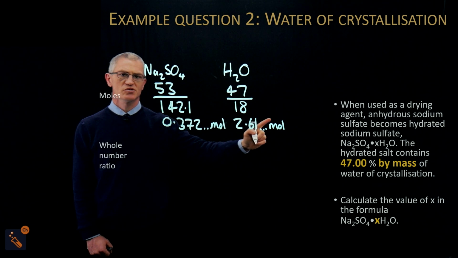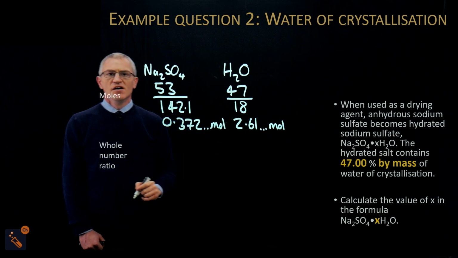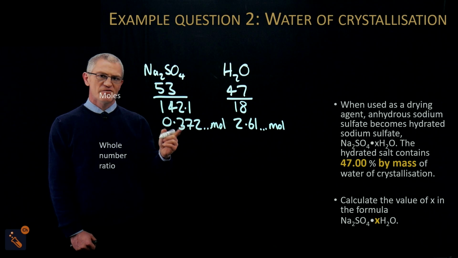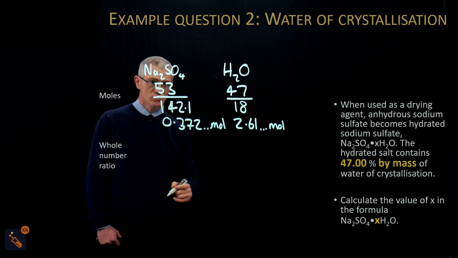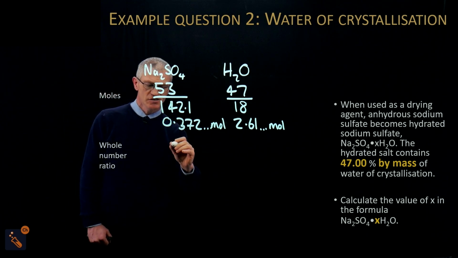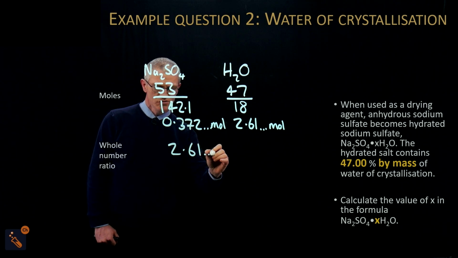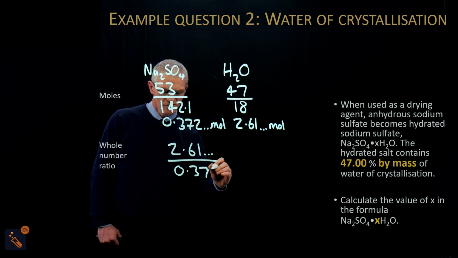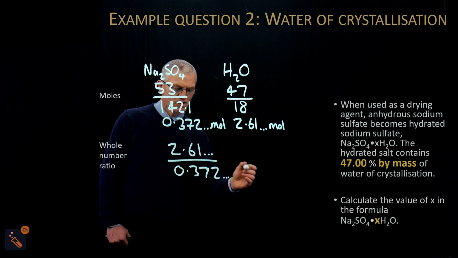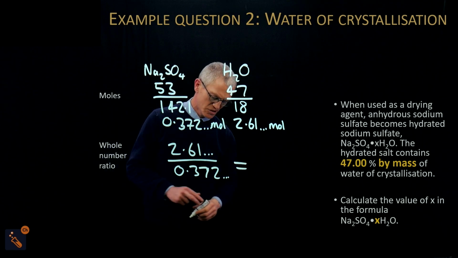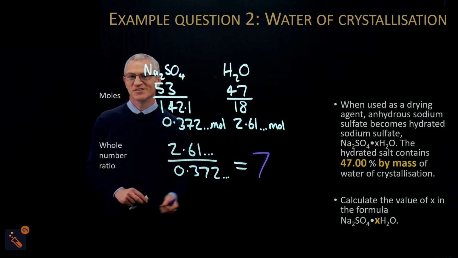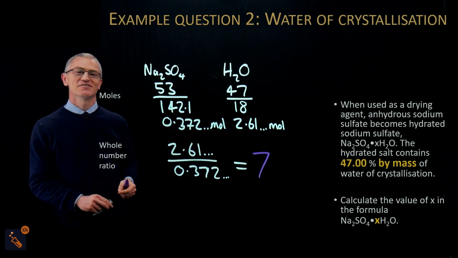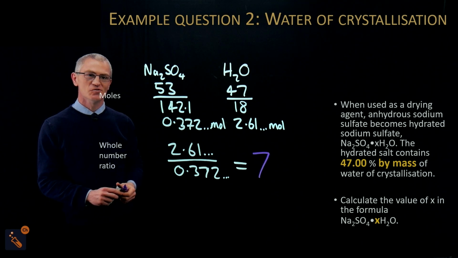So we now have our moles of the sodium sulfate, and we have our moles of water as well. So we can now find out the ratio. We take the largest number, which is 2.61, and divide it by 0.372. When we do that, that will equal the number 7 again. So it happens that the answer to this question is exactly the same as the answer to the previous one, if you've been watching all the way through the video.